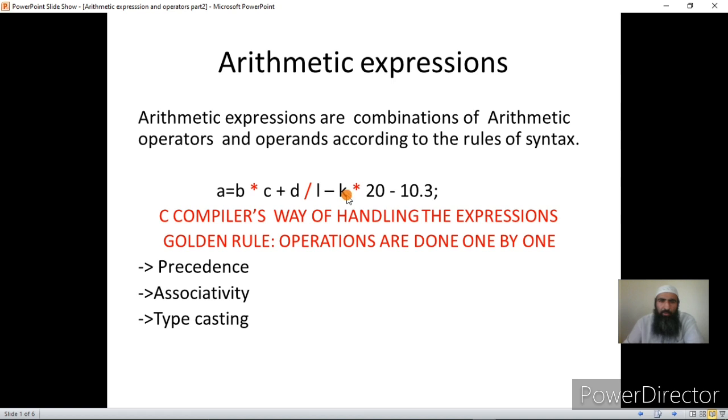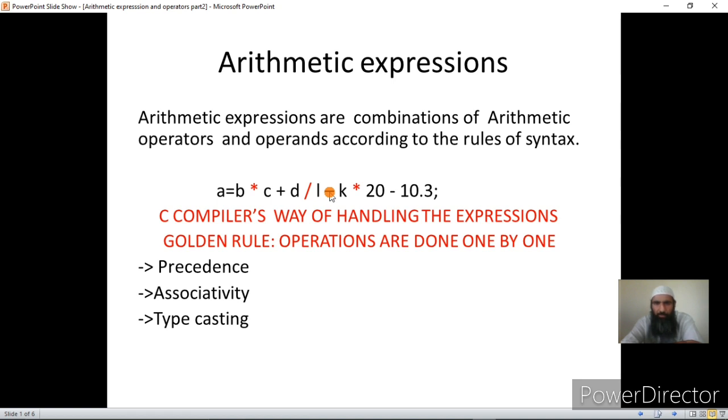The most important thing that we have to learn about arithmetic expressions, that I call the golden rule, is that operations are done one by one. See, in this arithmetic expression we have to do operations like multiplication, addition, division, subtraction, but they won't be done simultaneously. Only one operation will be done first, and once we have got the result of that operation, then we can do the second operation.